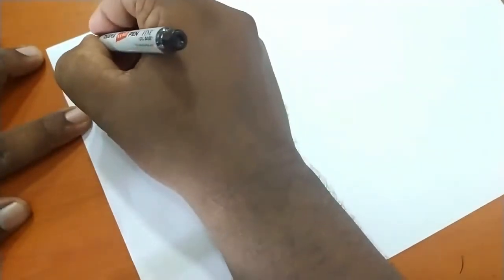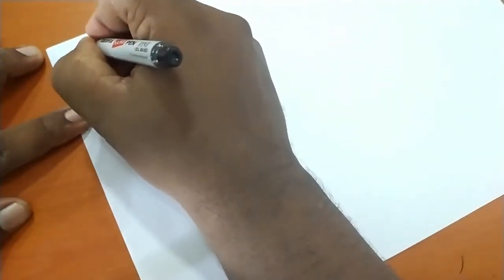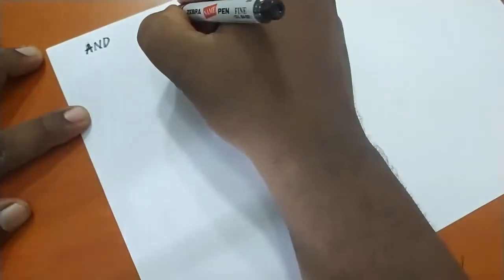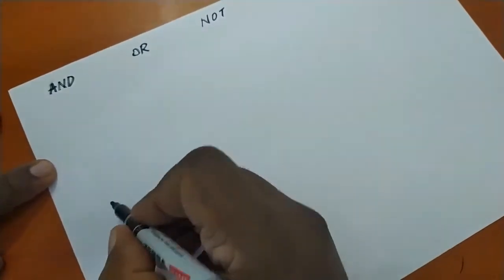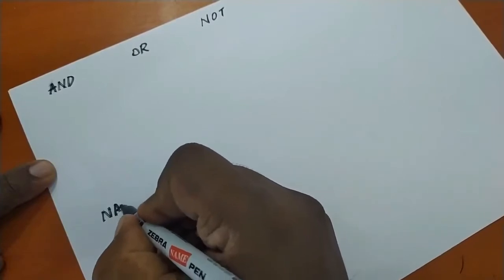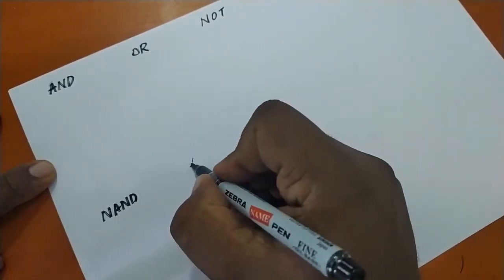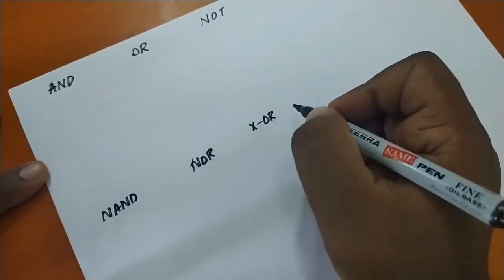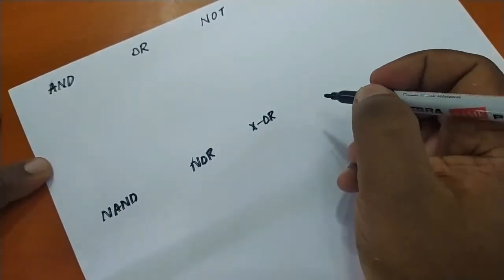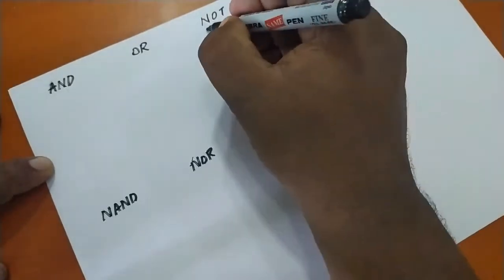Alright, let's look at how to draw the different circuit symbols. We have 6 logic gates, so I'm going to take a paper and write it into different parts. Like, there's AND, there's OR, there's NOT, and then comes the next part, NAND, there is NOR, and XOR. It's not "X-OR", it's "ex-OR". That would be the way to pronounce it.